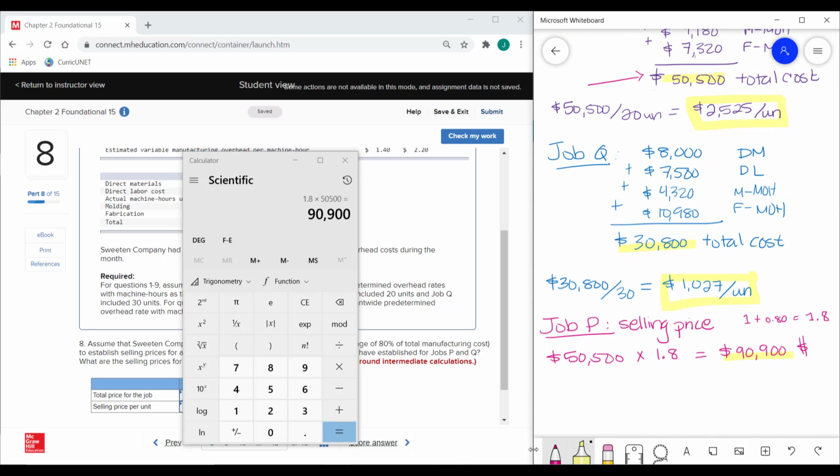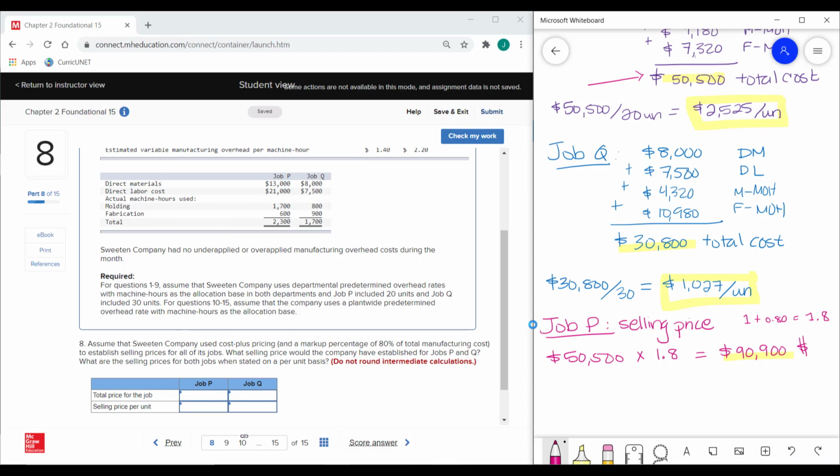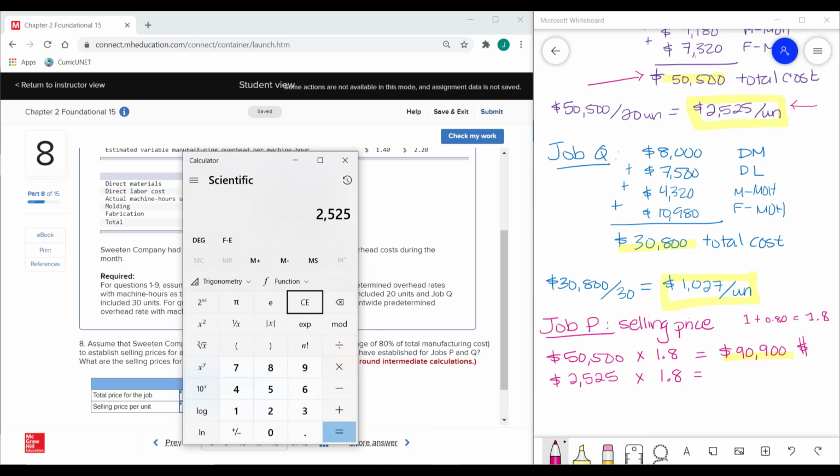Okay, but they also ask us, what if you were selling not the entire job, but each unit within a job on its own? Well, we do the same thing. What does each unit cost within job P? It costs us $2,525, and you'll do the same thing. You'll multiply that by 1.8 as well. So we'll do 2,525 times 1.8. That means each unit should be selling for $4,545 for that desired level of profit.